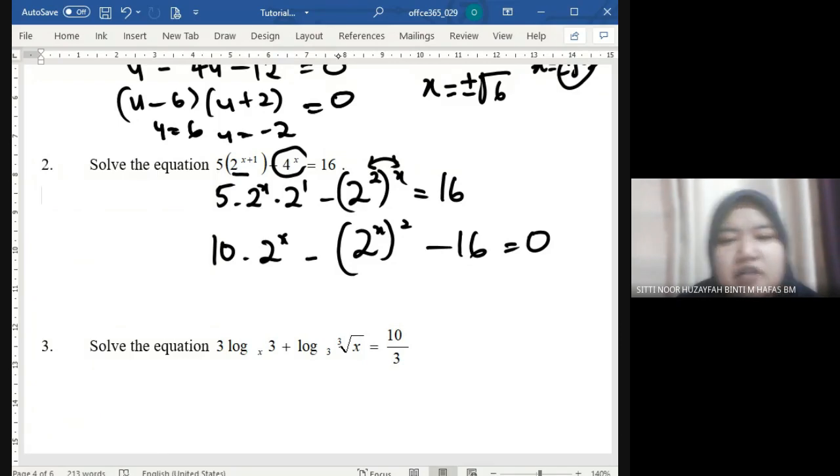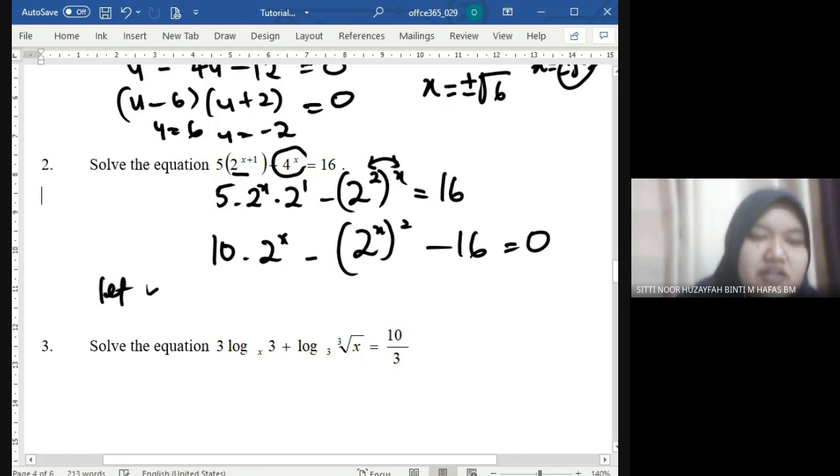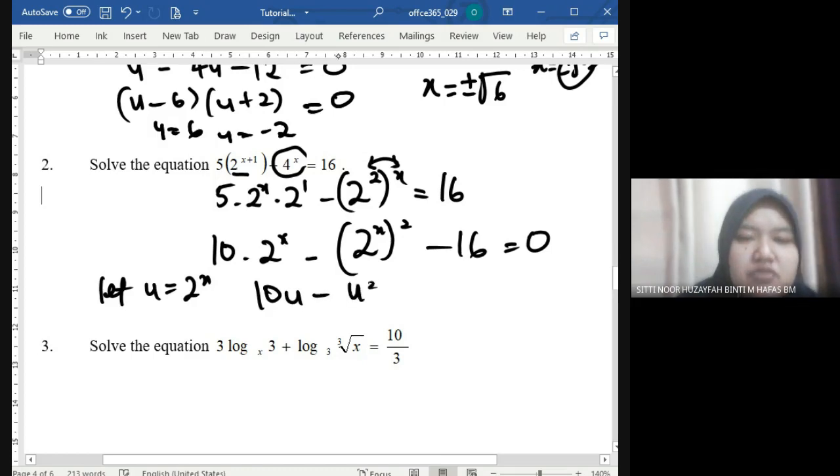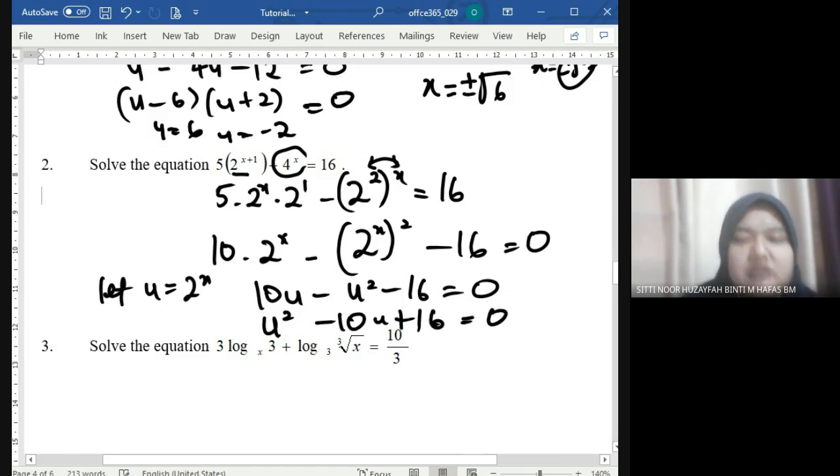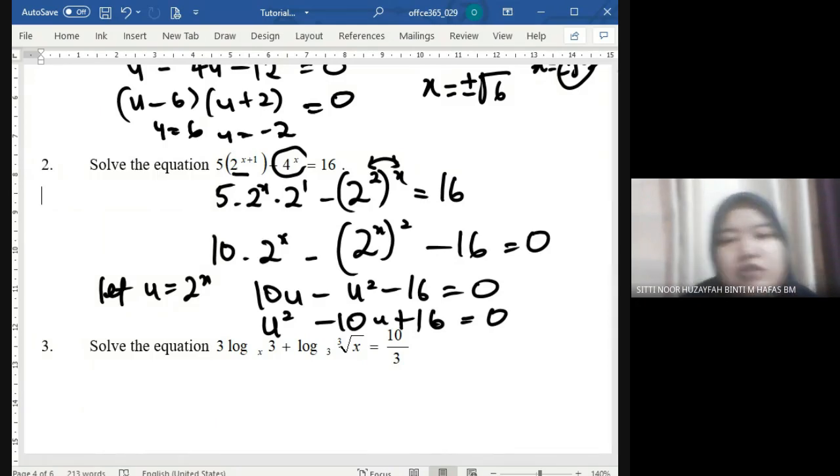So we will arrange back. If you want, let u equal to 2 to the power of x. So we will get 10u minus u squared minus 16 equal to 0. Means that if you want u squared as positive, it will be u squared minus 10u plus 16 equal to 0. So you can factorize this quadratic and you get the values for u, then you replace u with 2 to the power of x again and find the value for x.